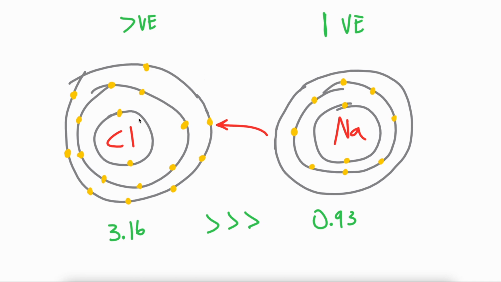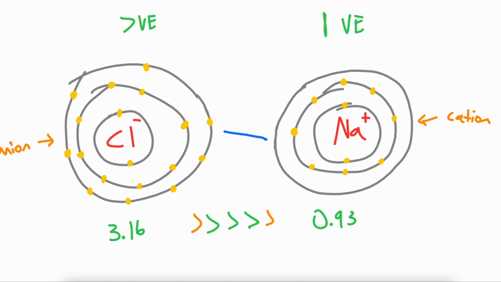And once it's done that, this chlorine will become a negative anion, and this sodium will become a positive cation. Because the chlorine is now a negative ion, and the sodium is now a positive ion, there will be an even greater difference in electronegativity between the two. And this difference will cause an ionic bond to form, which we can imagine is this blue line.